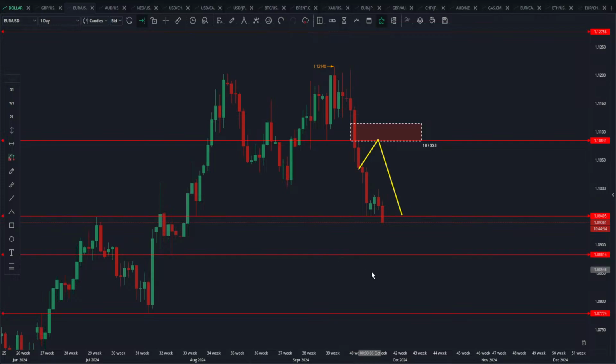If the price for some reason starts going up, then first value of resistance is 1.0949, and thereafter, because now we have another low, so this will also be acting as a resistance, 1.0997.